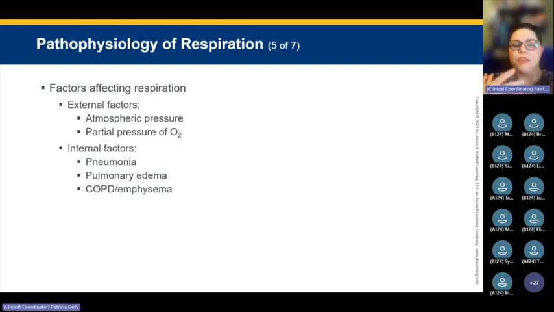Let's talk about affecting respiration. We have external factors such as atmospheric pressure, partial pressure of oxygen in the ambient environment. Remember, we talked about going into higher altitudes. That's one. Internal factors, that could be pneumonia, pulmonary edema, COPD, emphysema. What this does is decrease the surface area of the gas exchange, essentially decreasing the blood's ability to receive oxygen supply. And so when that happens, that leads to inadequate tissue perfusion later on down the road.